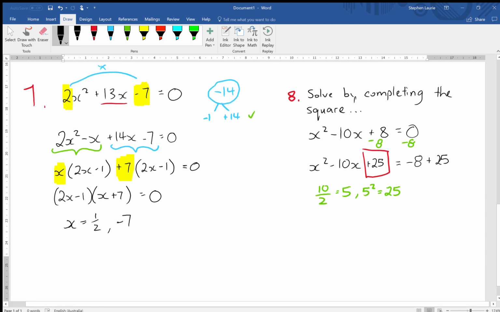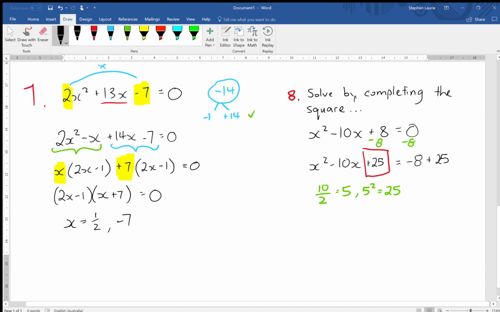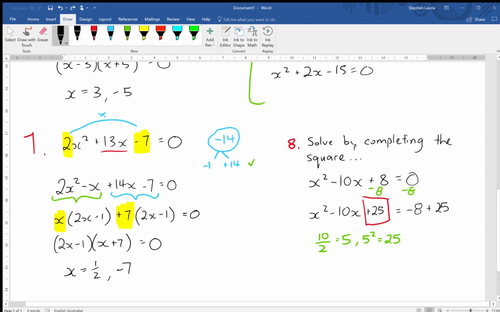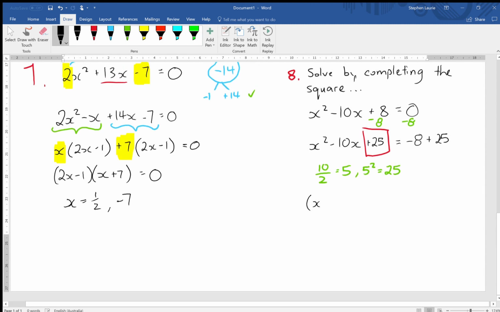Now the reason we did this is that x squared minus 10x plus 25 is a perfect square. So it can actually be written as x minus 5 all squared. If you're not sure about that, go and revise your perfect square law. And you can also take x minus 5 all squared and FOIL it out, just like what we did earlier, and you'll see that you get x squared minus 10x plus 25. Anyway, on the right hand side, minus 8 plus 25 is 17.